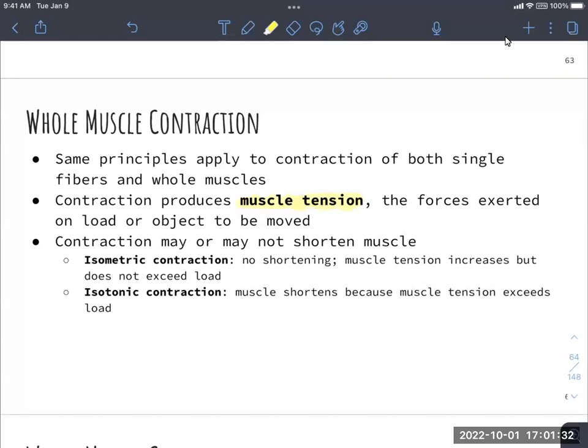But not all contractions do that. We have what are called isometric and isotonic contractions. In an isometric contraction, the muscles don't shorten, but muscle tension increases. But what you're trying to pick up is maybe heavier than you can actually lift. Versus an isotonic contraction, that is where muscles will actually shorten so you can lift something up.